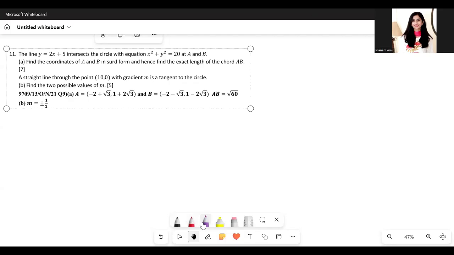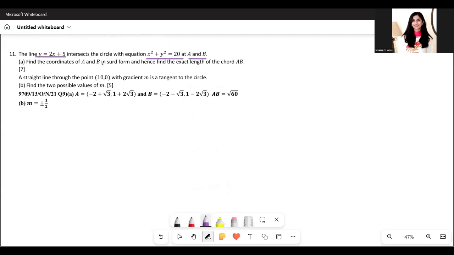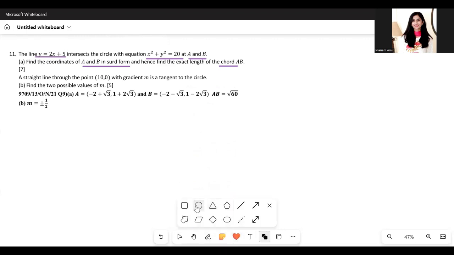Question number 11. The line y equals 2x plus 5 intersects this circle at points A and B. Find the coordinates of A and B in surd form and hence find the exact length of chord AB. All right, so let's sketch a circle.